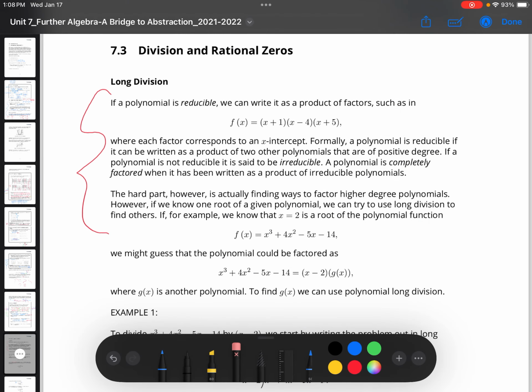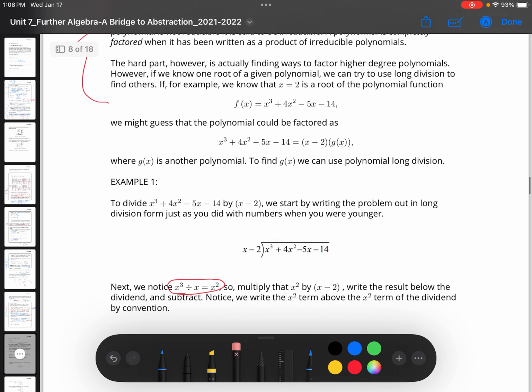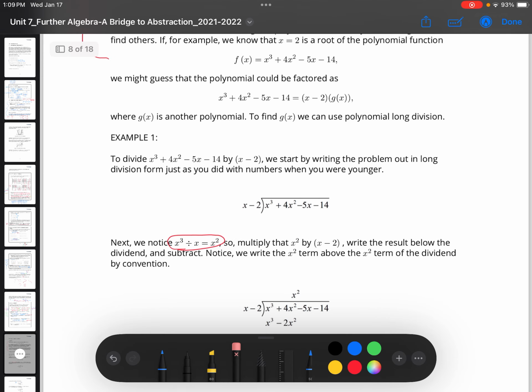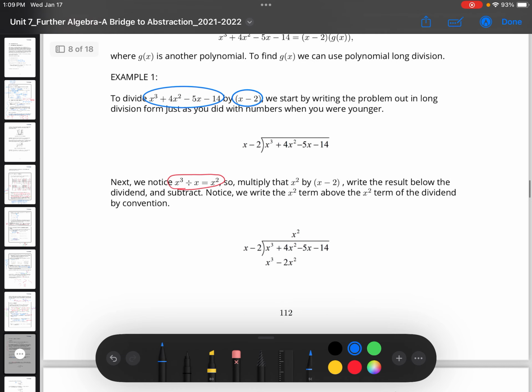All right, we're going to quickly talk about Unit 731, and we're going to start off by doing long division of polynomials. So if I'm trying to divide this polynomial in example 1 by this x minus 2, where x minus 2 is the divisor, we can actually write it out like that.